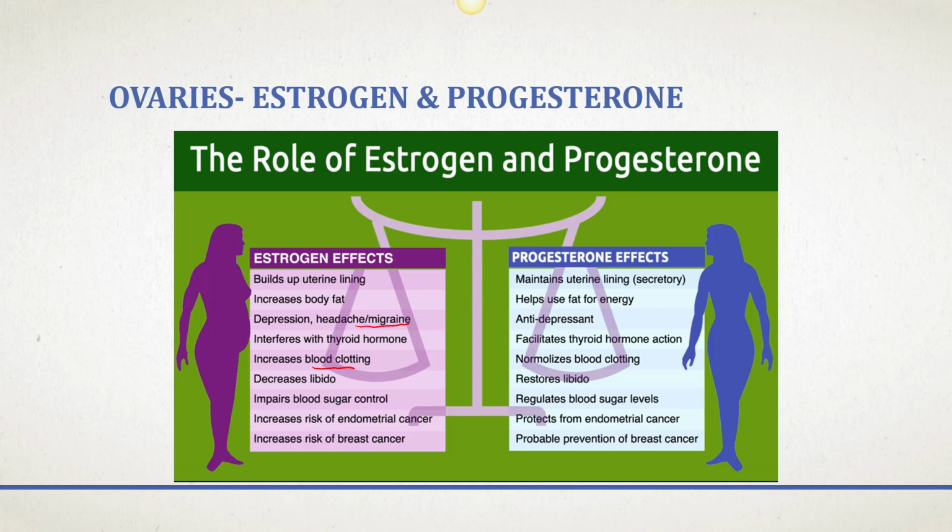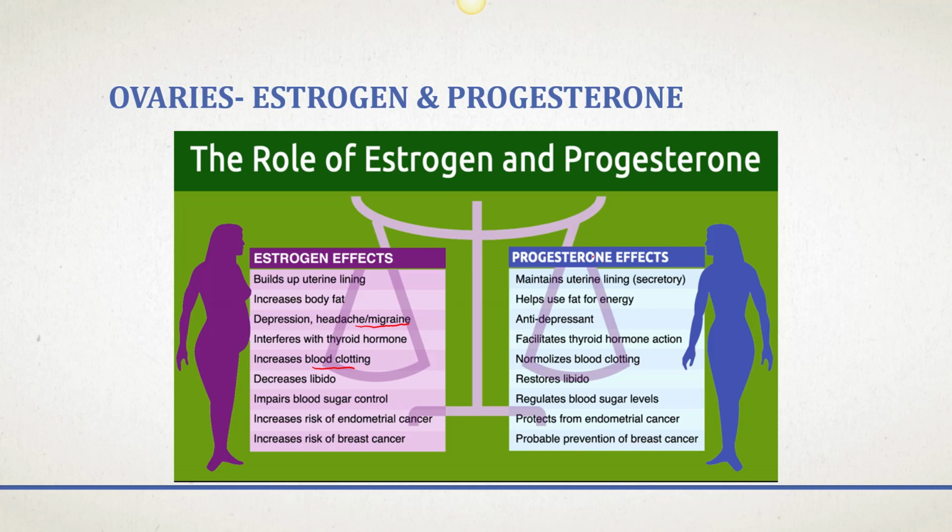So progesterone does some kind of opposite functions. It maintains the uterine lining for pregnancy. It helps us use fat for energy. It serves as an antidepressant. It facilitates thyroid hormone action to increase our metabolism. It normalizes blood clotting, restores libido, regulates blood sugar levels, protects us from endometrial cancer, and probably prevents breast cancer.